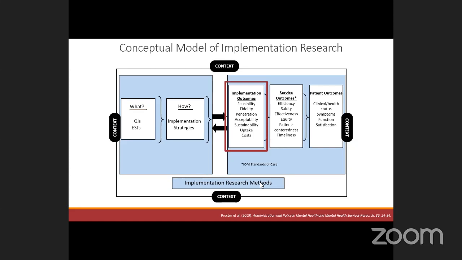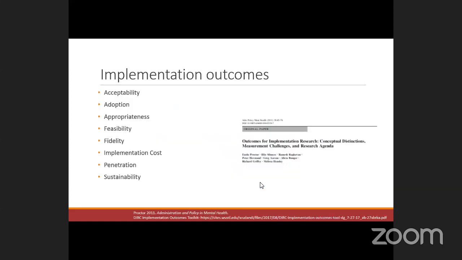And Enola Proctor has come up with the gold standard outlook of implementation outcomes. These range from the acceptability of the intervention, adoption of the evidence-based intervention into practice, whether it's appropriate or feasible for that setting, and how the implementation strategies you put into place affect the setting's ability to implement the intervention with fidelity to its core components.